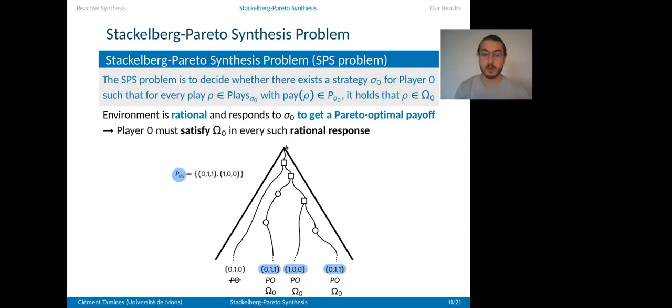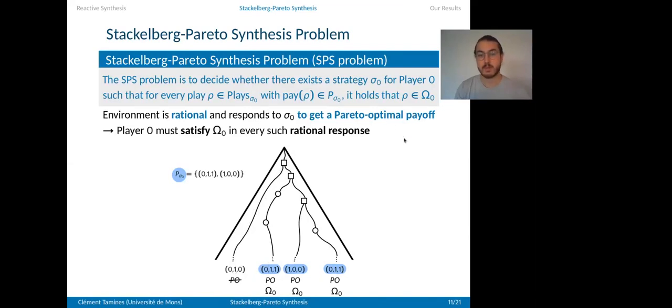Here we consider every play which is consistent with the strategy announced by player 0, and we can consider their payoffs. For every play which has a Pareto optimal payoff, we want player 0 to satisfy his objective omega 0, and for a play which does not have a Pareto optimal payoff, we don't care whether or not player 0 satisfies his objective. This is because, since player 1 is rational, he will play in such a way to obtain one of these payoffs, so he will play in such a way to obtain one of these plays, and will not play in such a way to obtain this play.